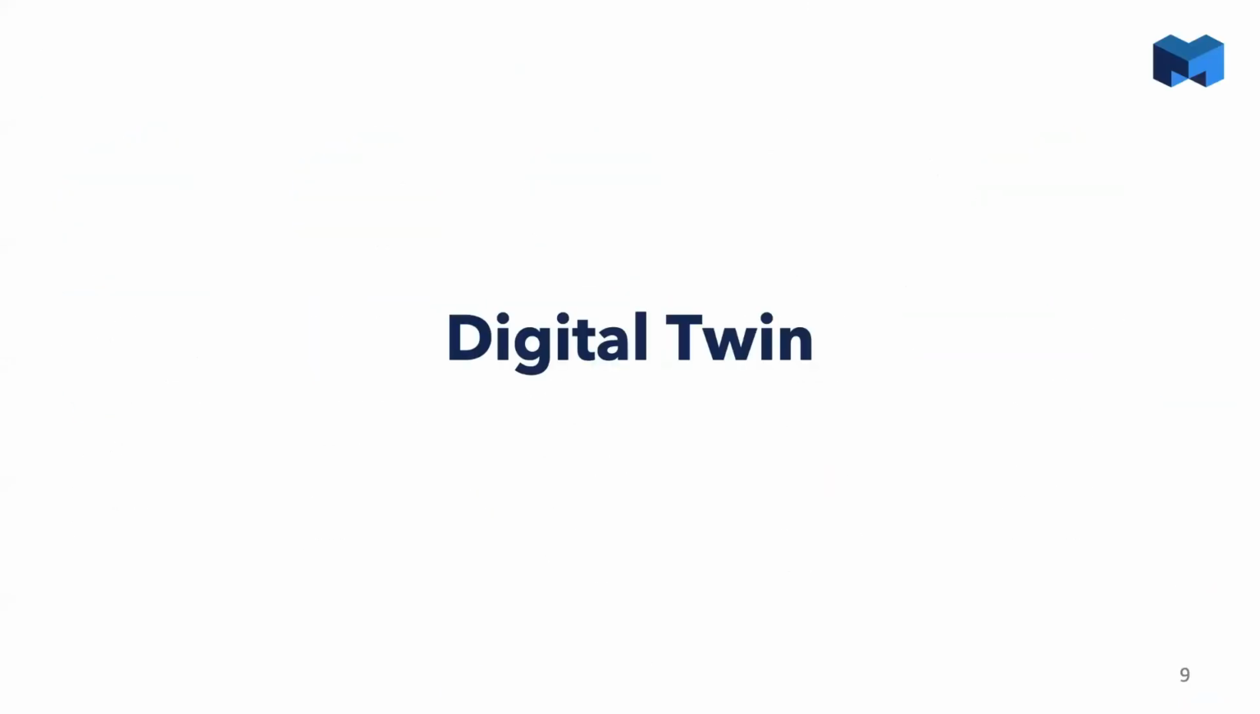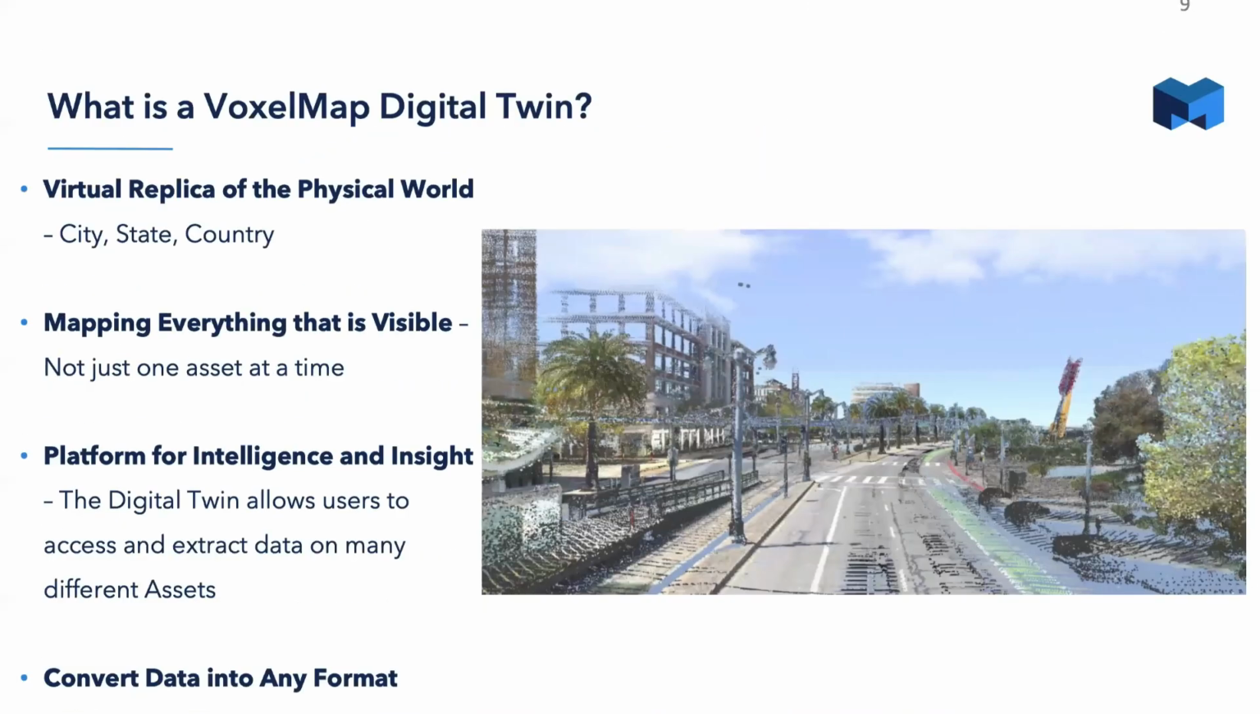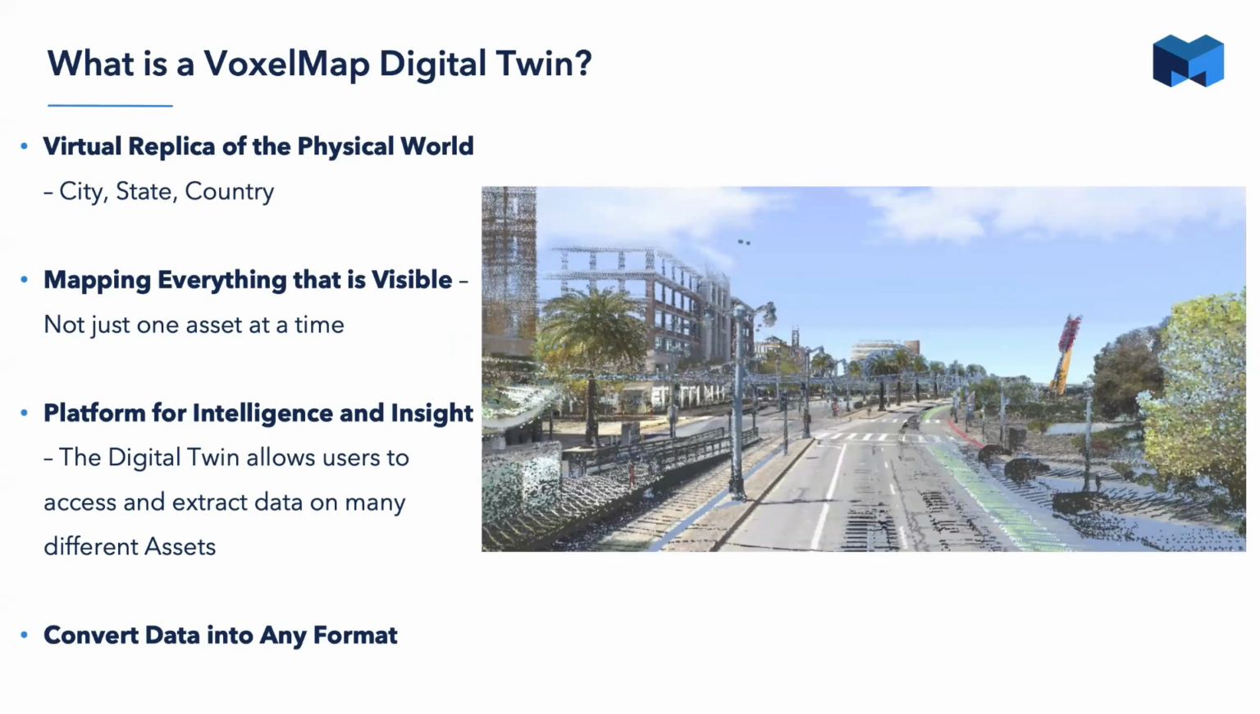So what do we define as a digital twin? Essentially, a digital twin is a one-to-one virtual replica of the physical world, whether that's at the state level, city level, or even an entire country. All of those things are possible. This is just an example of some of the data from a single pass that we've taken here in San Francisco.